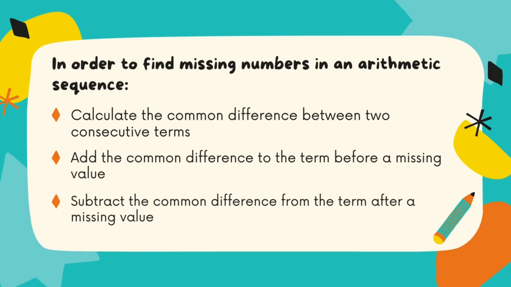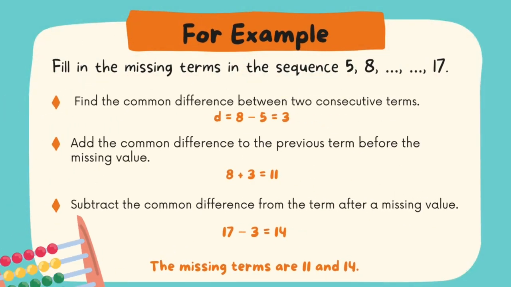For example, we're going to fill in the missing terms in the sequence 5, 8, blank, blank, 17. Remember the first step: we find the common difference between two consecutive terms, which is 8 minus 5 is equal to 3. Next, we add the common difference to the previous term. The previous term is 8 and the common difference is 3, so 8 plus 3 is equal to 11. Then we subtract the common difference from the term after a missing value. The last is 17 minus the common difference, which is 14.